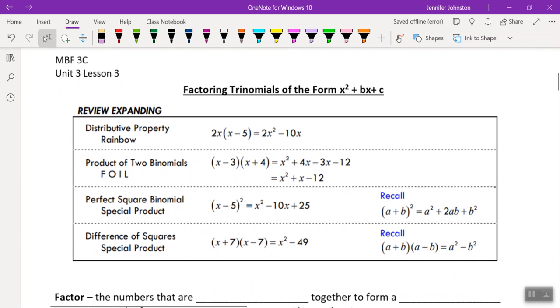So we are going to be looking at factoring. Please press pause at any point. Make sure you have lesson 3 in front of you and something to write with. We're going to be factoring trinomials of the form x squared plus bx plus c, so we have no a value in front.